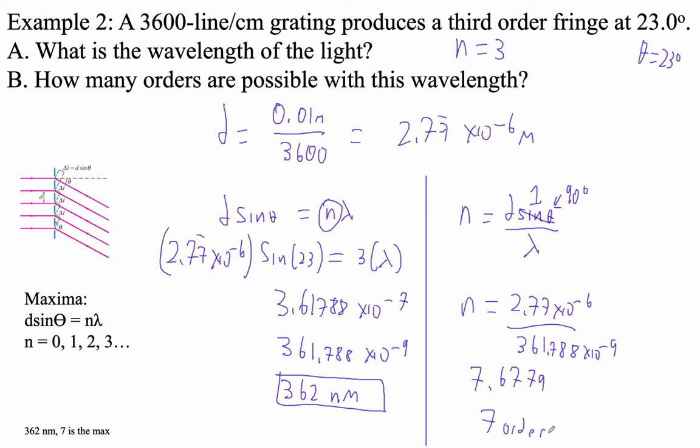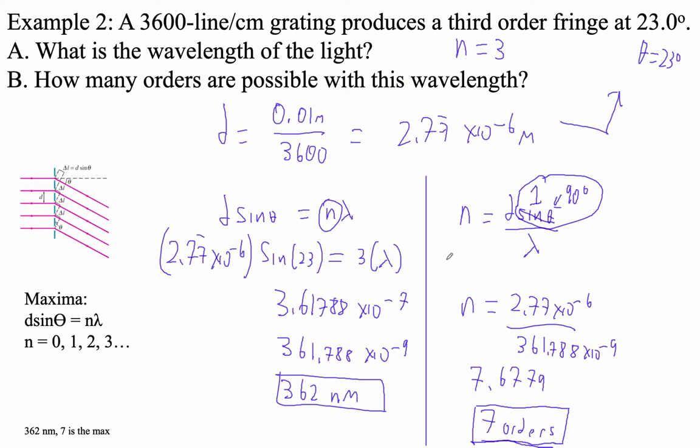Now, this is kind of stupid. I wrote this problem, so I'll own that. This is kind of stupid because really beyond like the third order, you really just can't see these things. But that's what you do. If they ask you what's the maximum order, just make the angle 90 degrees because that's the biggest angle you could have, even though 90 wouldn't hit any screen anywhere. The light would be going in and turning. But just put 90 in there and then solve it for n.